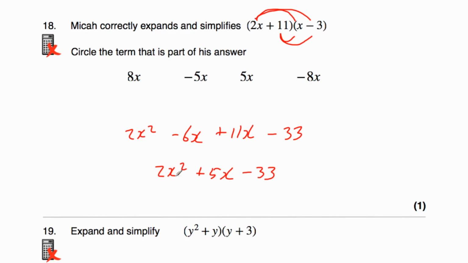Now if we have a look at our options, so our x term is 5x, so it's not going to be 8x, it's not going to be minus 5, it's 5, and it's not going to be minus 8x, so the correct answer is 5x.